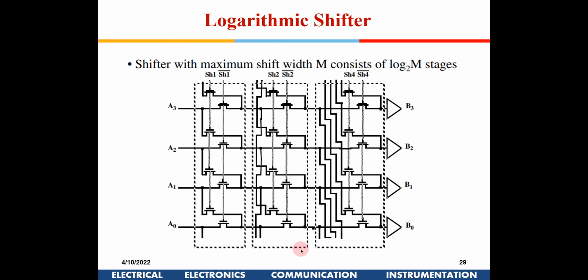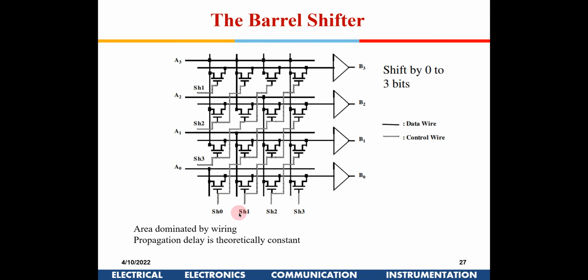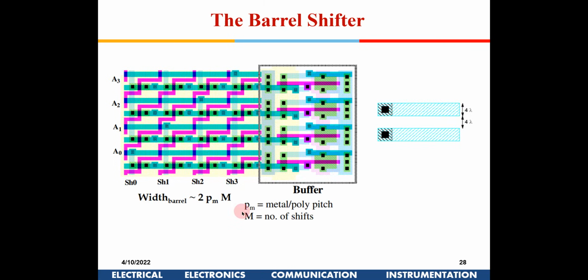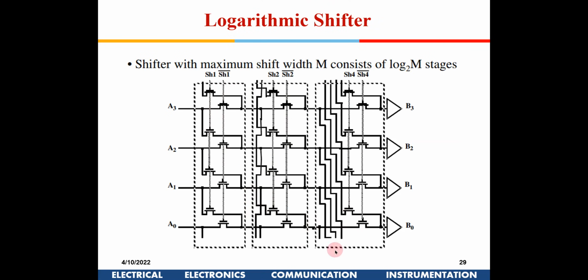In the previous case, you could have only 2 different combinations, right? So here in the logarithmic shifter, you can have 4 different combinations with just 2 bits. Okay, so here the routing is slightly complex, but you can have a maximum number of various combinations of shifts using a minimum number of control lines. So that is the advantage.